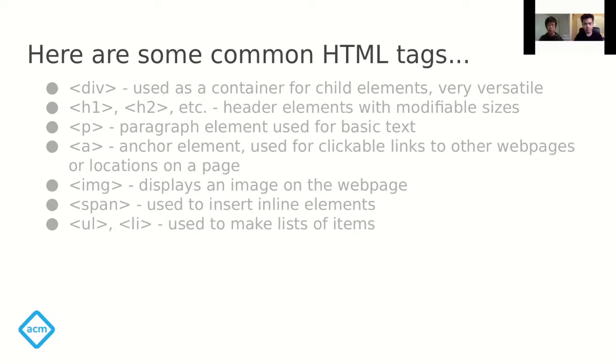So here are some common HTML tags. So we have div, which is basically a division, and it's used as a container for children elements. And they're very versatile, very flexible in what you can do with them. You can assign different features to them, different attributes. H1 and H2, those are your header elements that have different sizes. You have your paragraph element, which is used for basic text blocks. You have A, which is your anchor element. This is what you use to create links to other web pages or locations on a page.